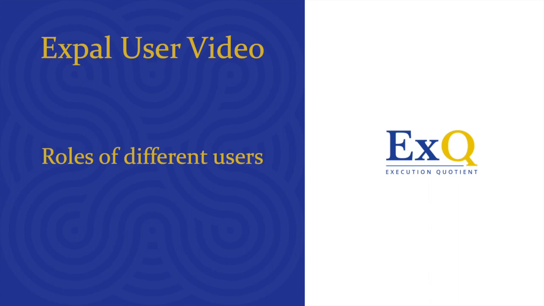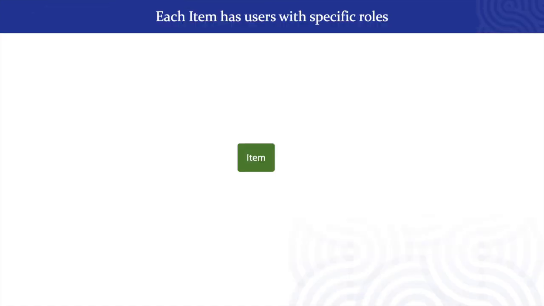In this video, we'll be seeing the different users who are associated with any action, what their roles are, and what the descriptions used in the system are. Now, every action or everything to be executed in Expal is called an item. Every item has a very specific set of users that are associated with it.